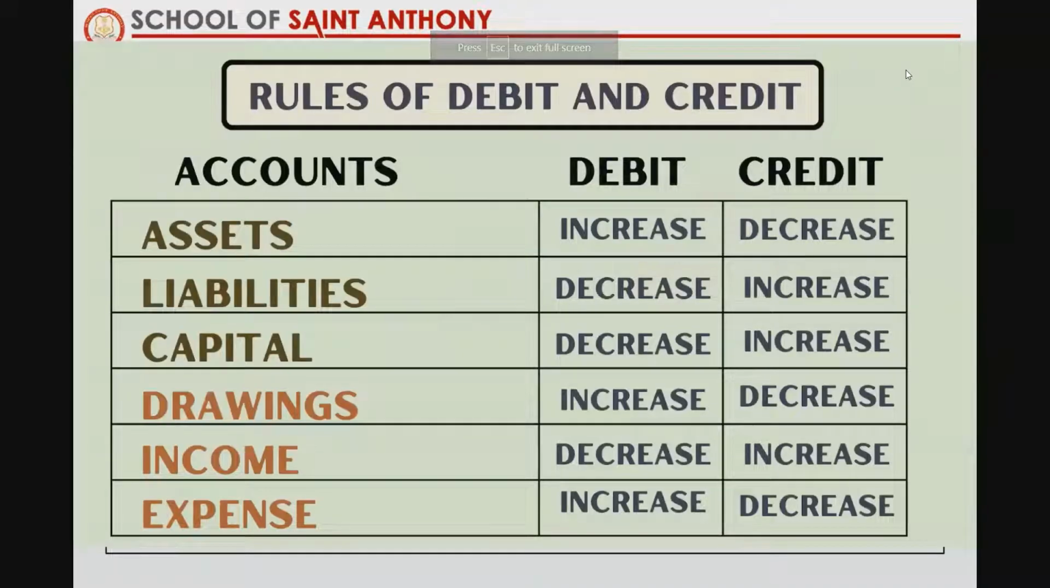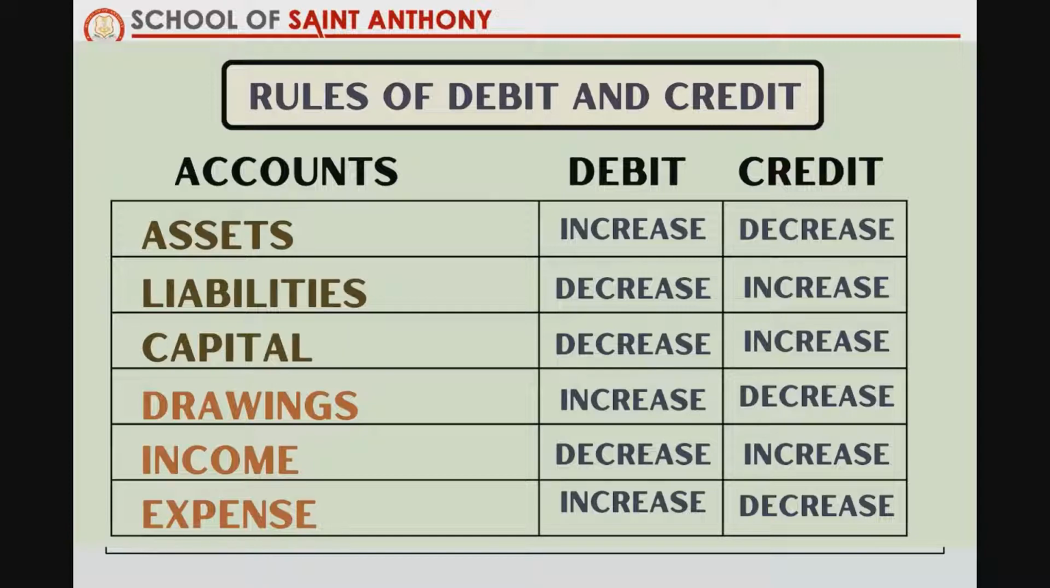Now, what are the rules of debit and credit? Most students, if they are asked, what do you mean by debit? What do you mean by credit? They answer debit asset, credit liabilities, or debit increase, credit decrease, debit inflow, credit outflow. No, that's wrong. Why? It's because of the rules of debit and credit.